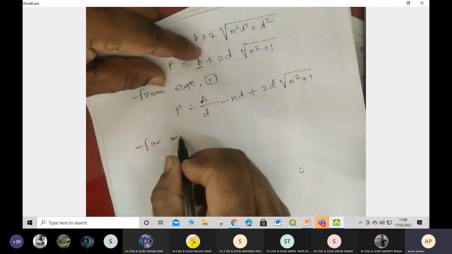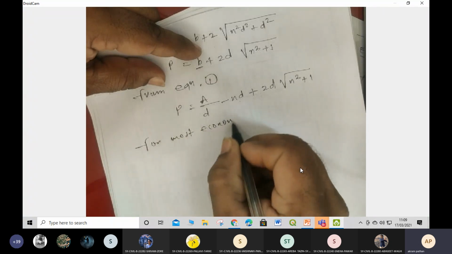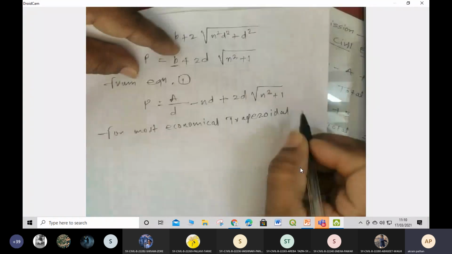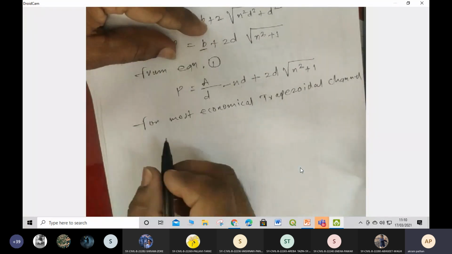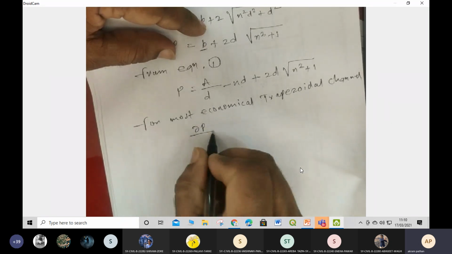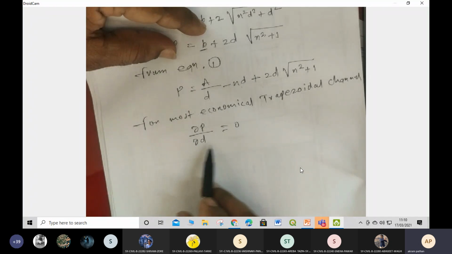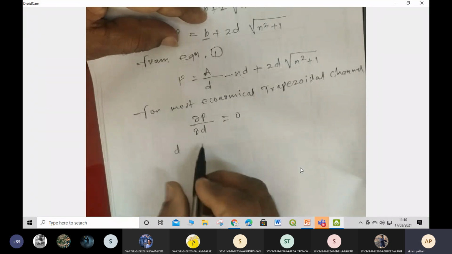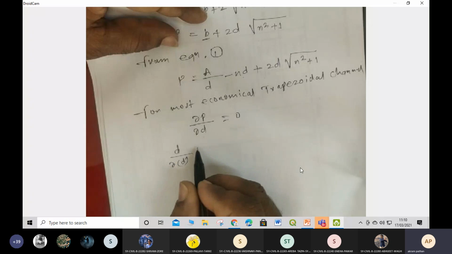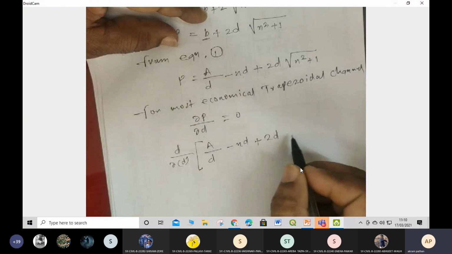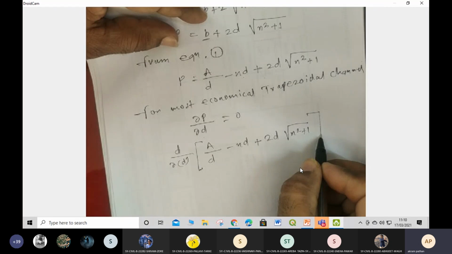For the most economical trapezoidal channel section, the wetted perimeter should be minimum. So we have to differentiate it with respect to the depth of flow. So del P by del D is equal to 0. So we have to differentiate this perimeter with respect to the depth of flow. So del P by del D is equal to 0. So substitute the value of the perimeter. What is the value of this perimeter? A by D minus ND plus 2D under root N square plus 1. Okay, which is equal to 0.